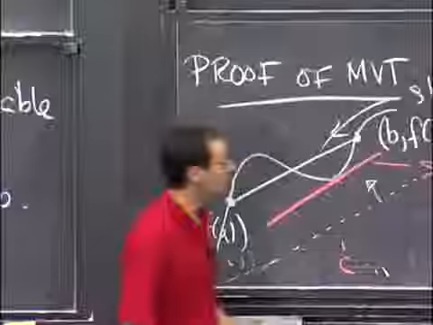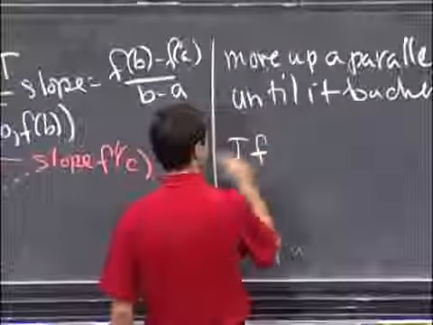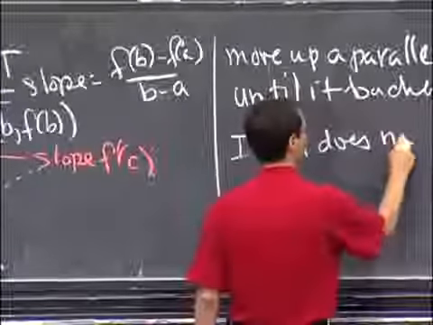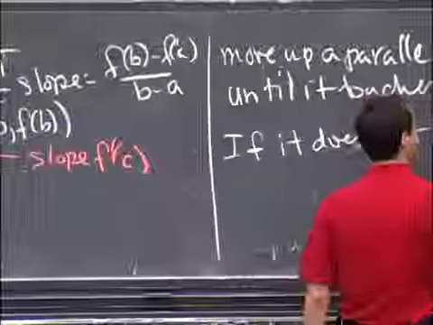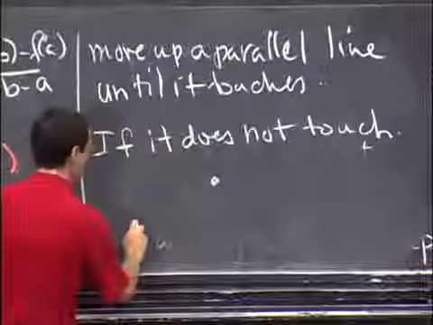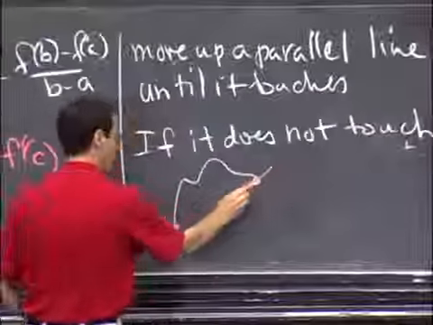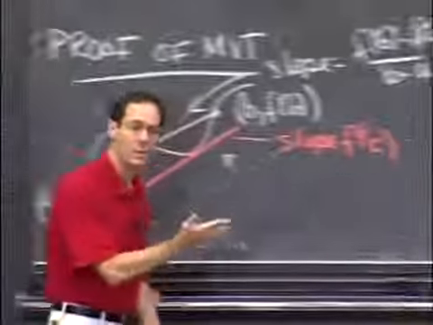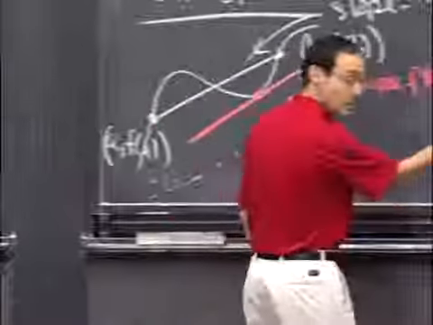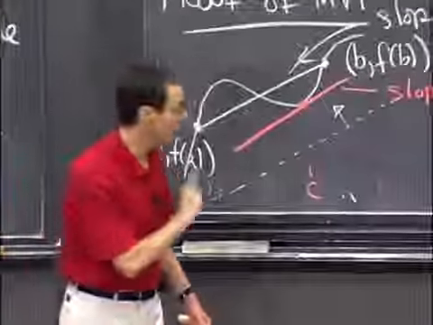But there is one thing that can go wrong. If it does not touch, then the picture looks like this. Here are the same two points, and the graph is all above. And we brought up our line, and it went like that. Okay, so we didn't construct a tangent line if this happens. All right, so we're in trouble in this situation.